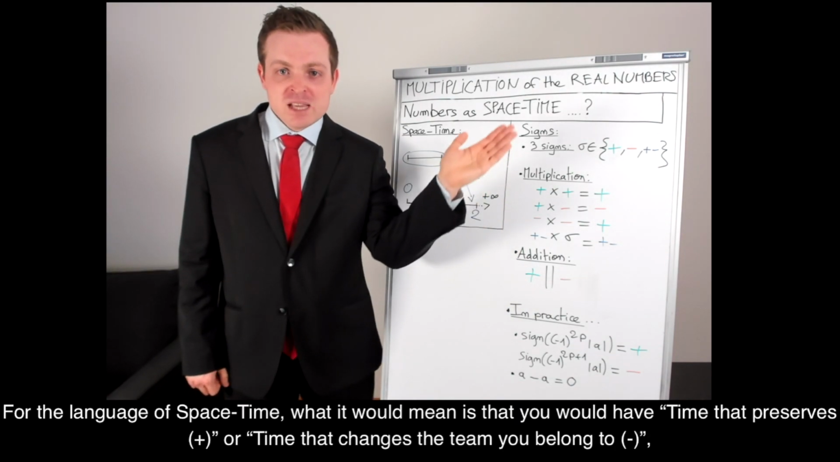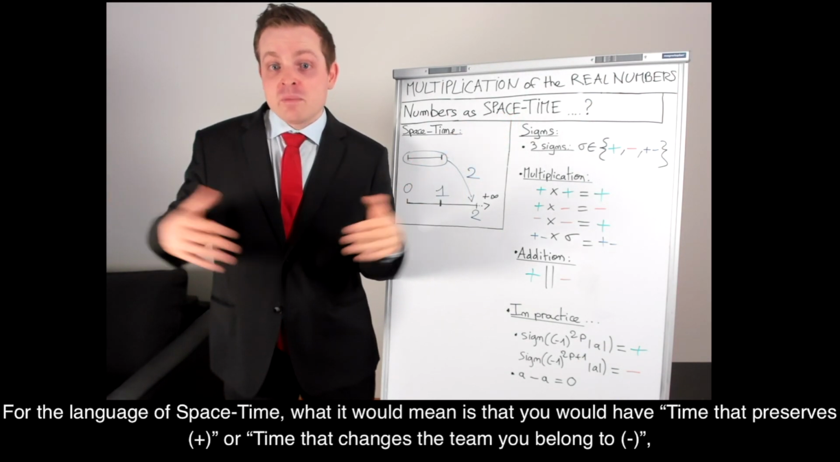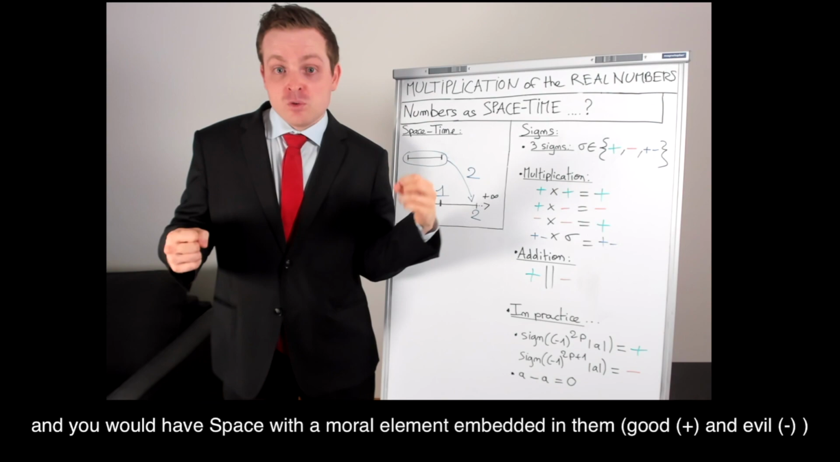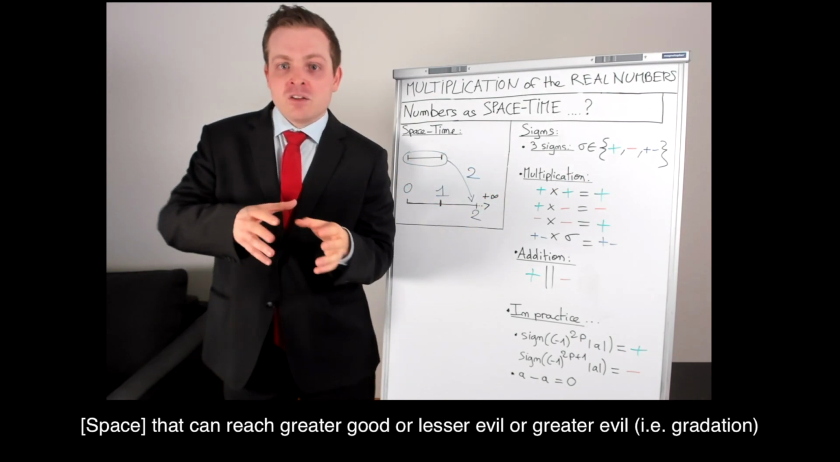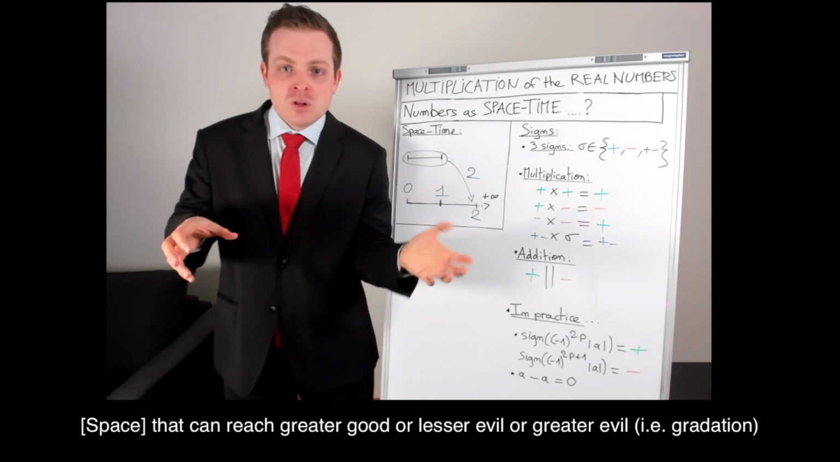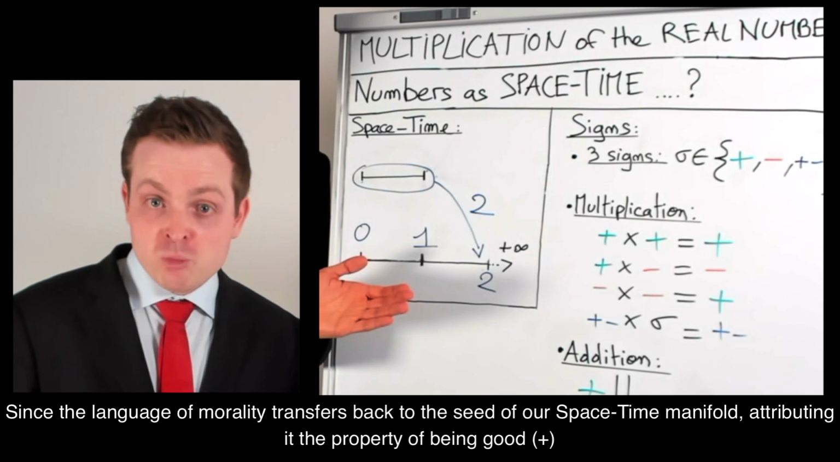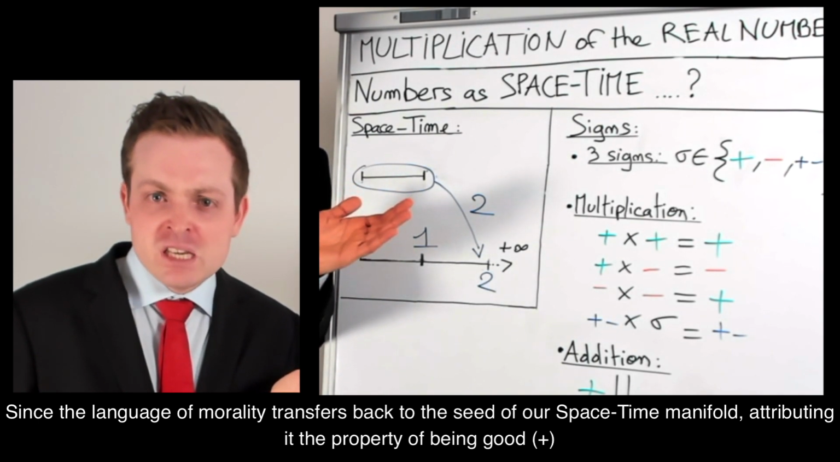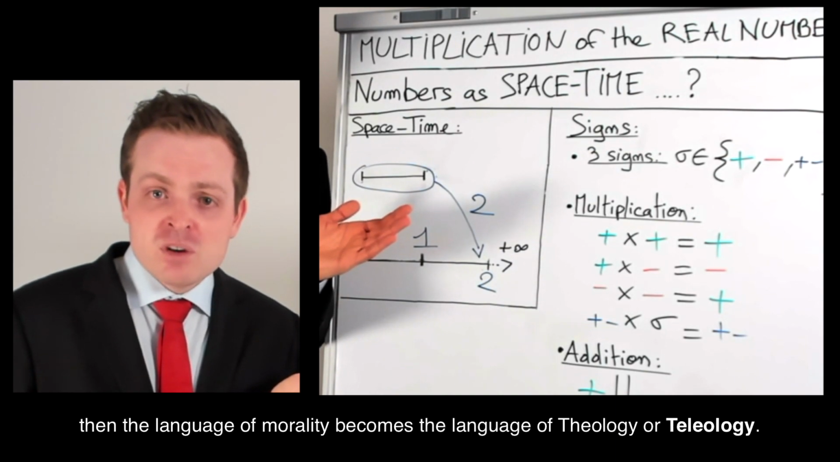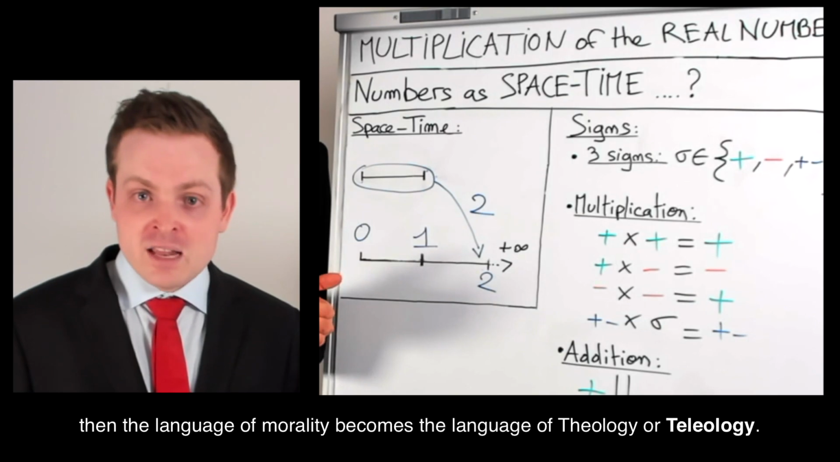For the language of space-time, what it would mean is that you would have time that preserves or time that changes the team you belong to, and you have space with a moral element embedded in it, and that can reach a greater good or lesser evil or greater evil. Since the language of morality transfers back to the seed of our space-time manifold, attributing to it the property of being good, then the language of morality becomes the language of theology or teleology.